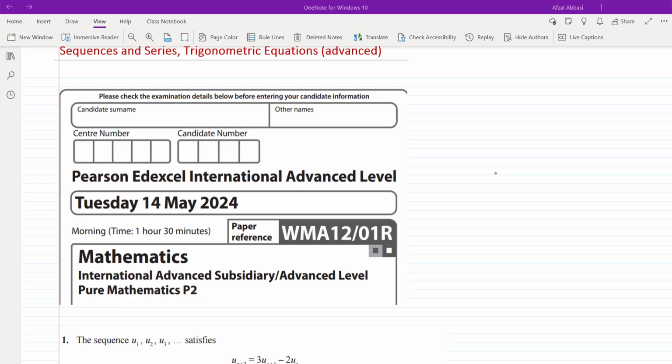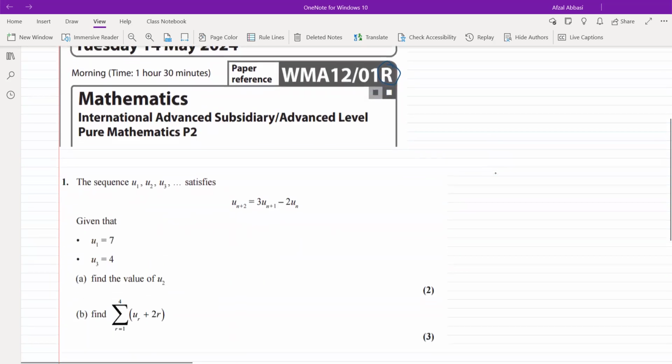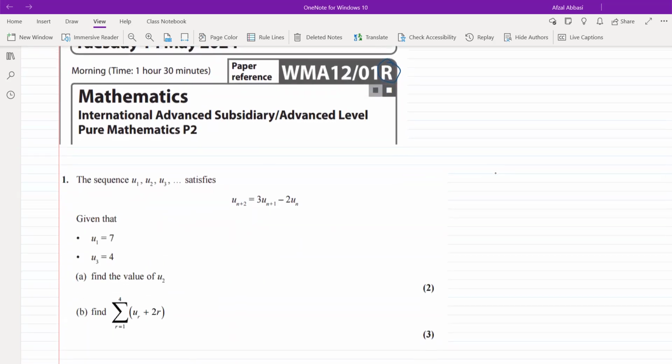Hello. I'm going to solve a few questions from the May 2024 P2 paper, and it is a special R paper. So there are two papers for 2024. One is simple and one is R regional. So I have selected a few questions and mostly I'll be talking about arithmetic and geometric sequence and series.